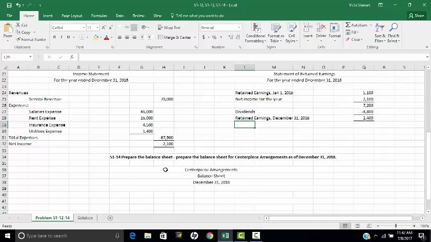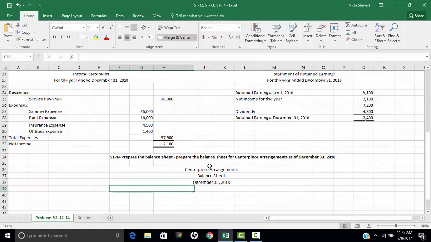And this, again, will have a heading, centerpiece arrangements, balance sheet, but notice that our when is only one date, December 31st, 2018, and that is because our balance sheet is going to be as of a particular date.